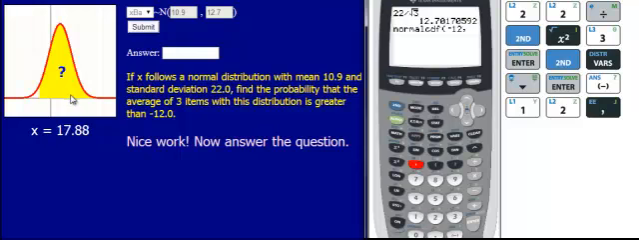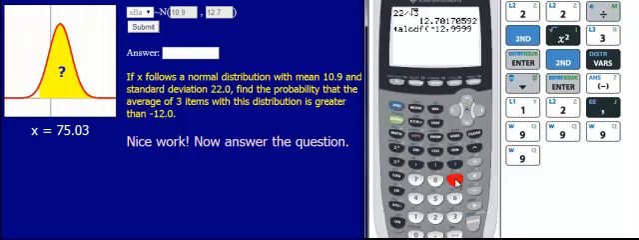Now notice with the shaded region, this goes all the way out to positive infinity. And for the calculator, we could use, say, 999, and that's close enough to positive infinity that it'll give us a close enough answer. So 999, maybe a fourth one just for fun. And then comma, and then the mean, which is 10.9 for this sampling distribution.